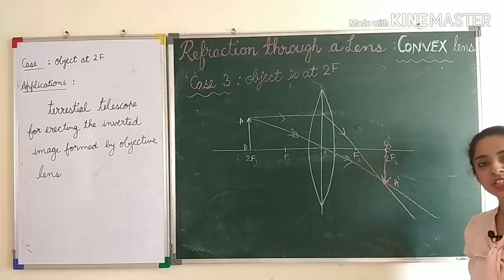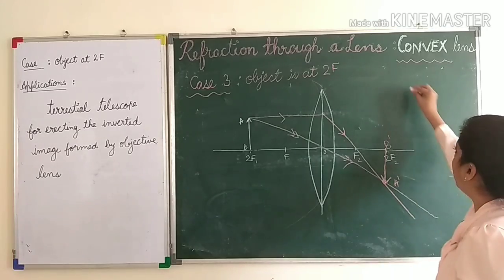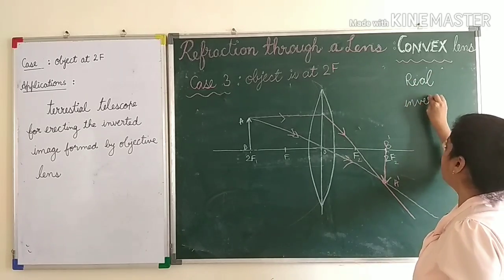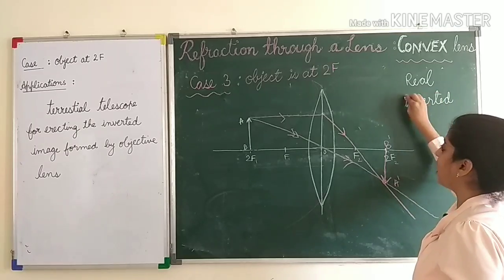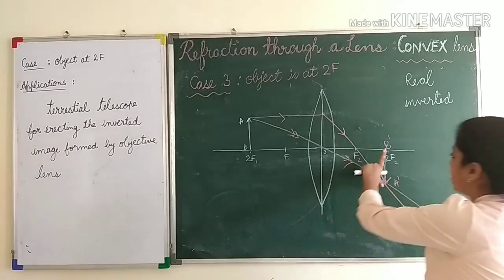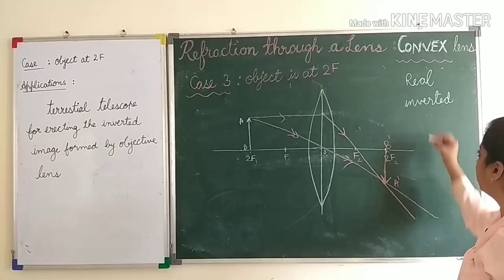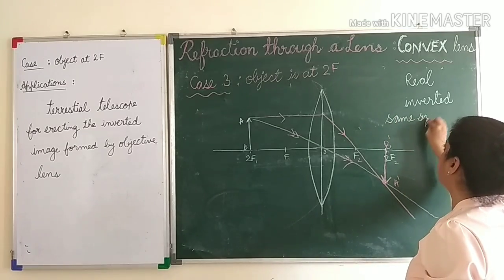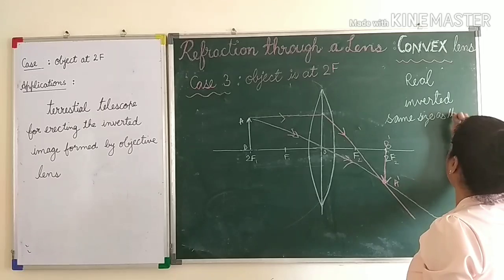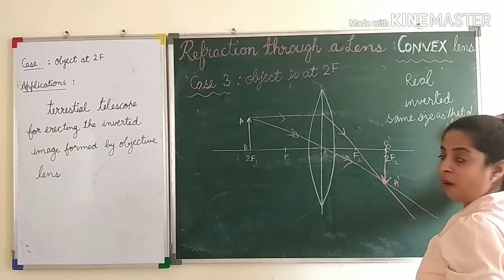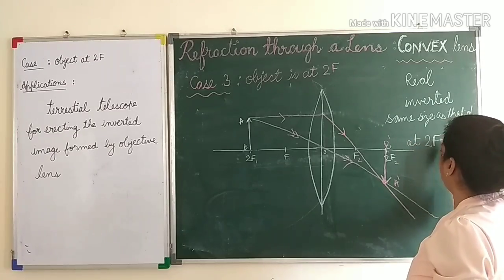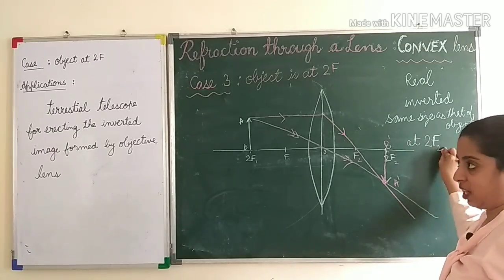Right? So what is the nature of the image that is formed? It is real, it's inverted again. Now what is the size? It will be exactly the same size as that of the object. So you will write same size as that of object. And where is it formed? It is formed at 2F2 or simply 2F, anything is correct.